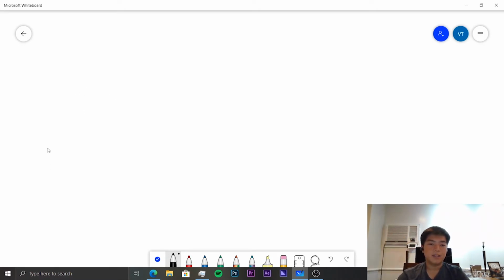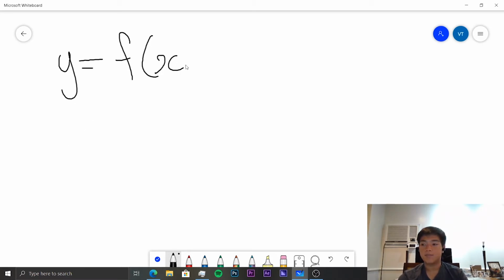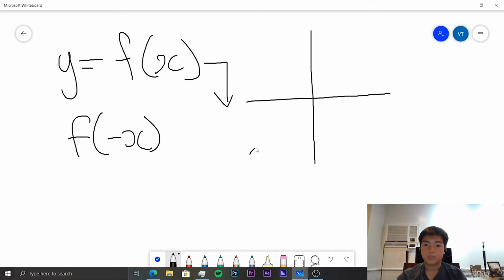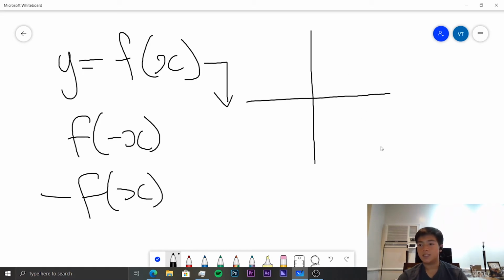Given that we have the function y is equal to f of x, if we have the function f of negative x, this will be the reflection of the original function in the y-axis. So it's like we have this function here, and we take the negative of it, and it will look like this, the new function. However, if we take the negative of the function, then it would be equivalent to a reflection in the x-axis.